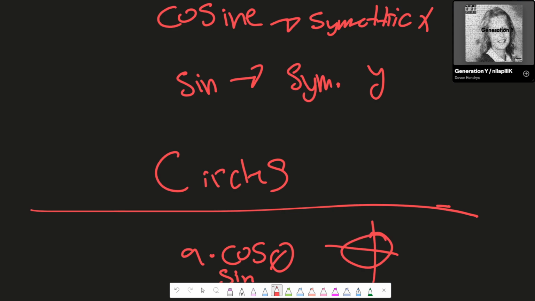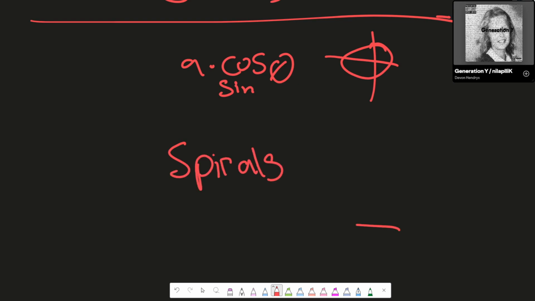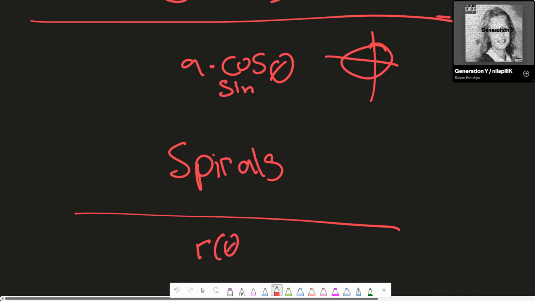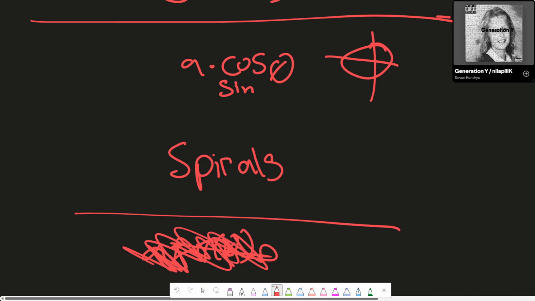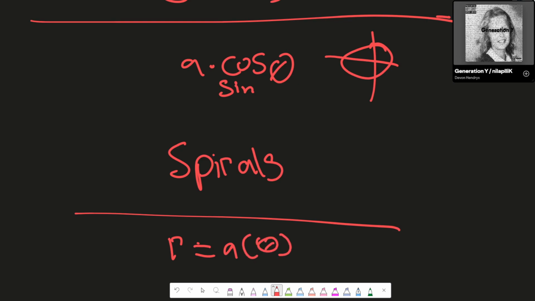This is an attempt of drawing a circle. And finally, spirals, which I also do not believe you'll be seeing, are equal to r equals a times theta. These are pretty cool. I'm a big fan of these.